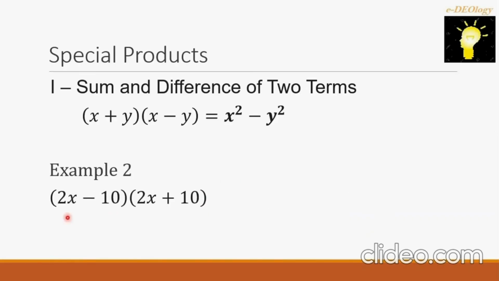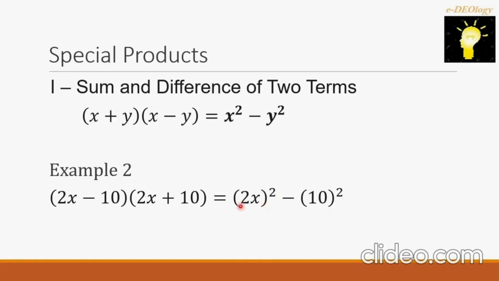Let's have example 2. 2x minus 10 times 2x plus 10. So this time the negative sign comes first and the plus sign is in the second polynomial. So the same idea, we can use this formula. The 2x, that is the first term, we will put here and square that. And then minus the 10, the second term, put it here and then square that. And we will simplify each term.